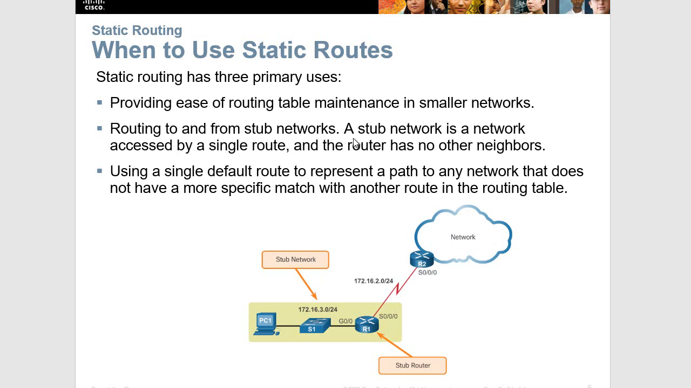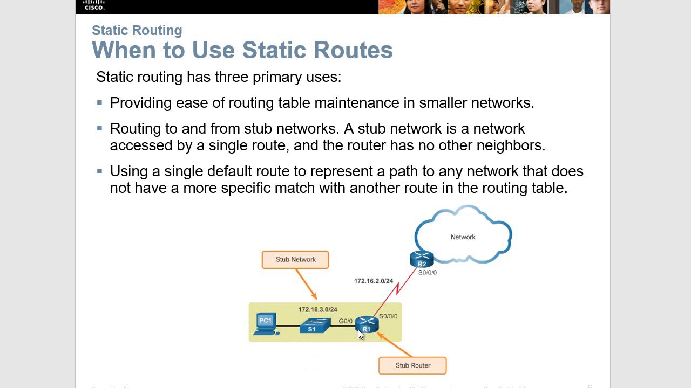Routing to and from a stub network, this is a stub network. A stub network is a network accessed by a single route, so this connection from R2 to R1. The router has no neighbors. You don't have a bunch of other networks out here. You just have one network behind your router. It could actually be a couple connected to the same device, but there's only one way off of that general network.